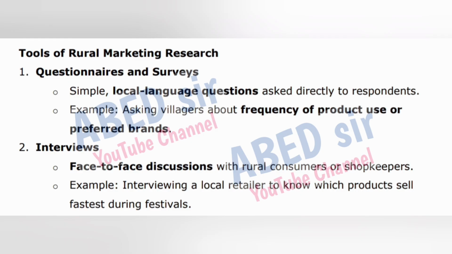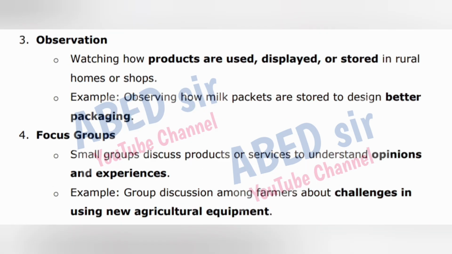2. Interviews. Face-to-face discussions with rural consumers or shopkeepers. Example, interviewing a local retailer to know which products sell fastest during festivals. 3. Observation. Watching how products are used, displayed, or stored in rural homes or shops. Example, observing how milk packets are stored to design better packaging.